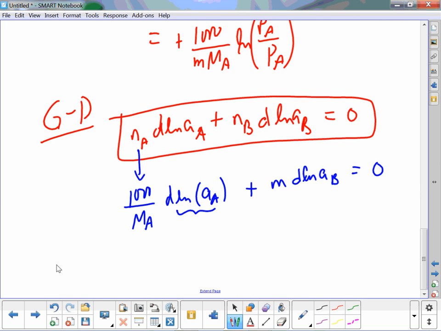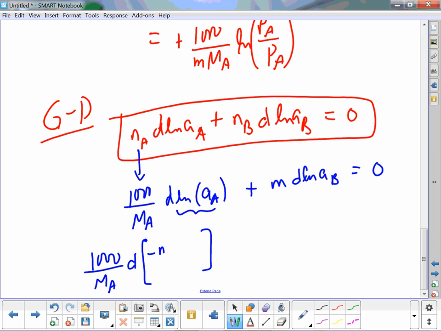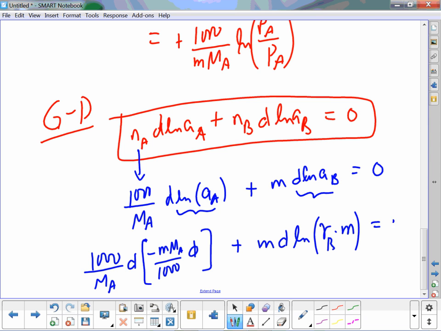So I'm going to say this is 1,000 over molar mass of A, differential of, instead of ln activity of A here, what do I write? Minus m times molar mass of A over 1,000 times phi. Okay? Plus, that's our activity of B. That's just gamma B times the molality, right? Activity of B is just the molality of B if it's ideal; you multiply it by gamma if it's not ideal. So this is going to be equal to 0.